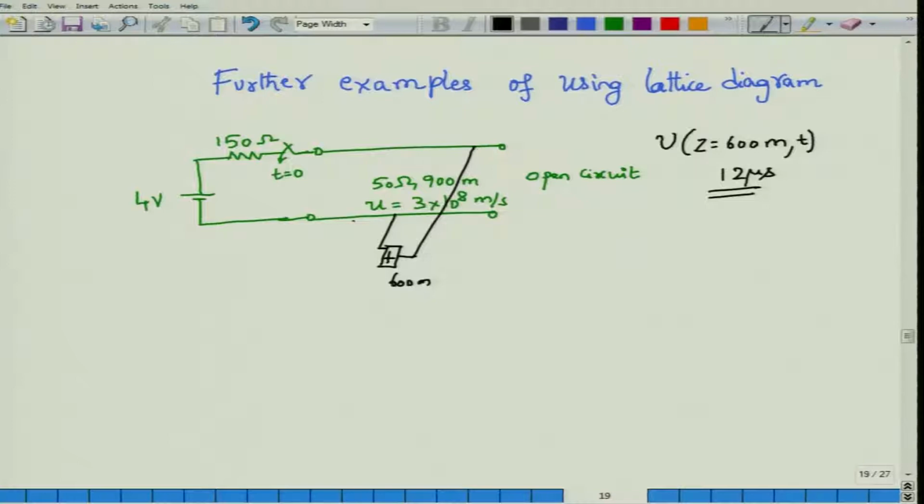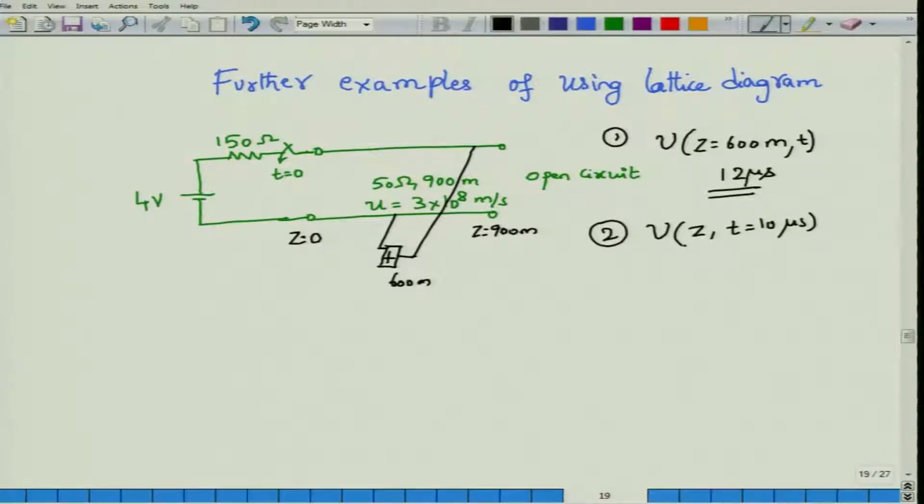It may not be nicely written here, but this is 600 meter from the source. So our coordinate system is Z equal to 0 at the source or the generator side and Z equal to 900 meter on the load side, because the length of the transmission line is 900 meter. We not only want this, we also want to find out what is the distribution of the voltage across the length of the transmission line at t equal to 10 microseconds.